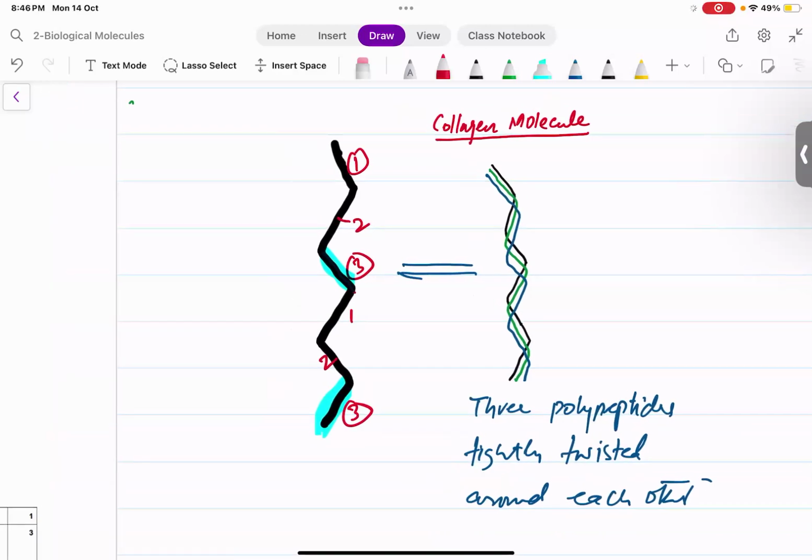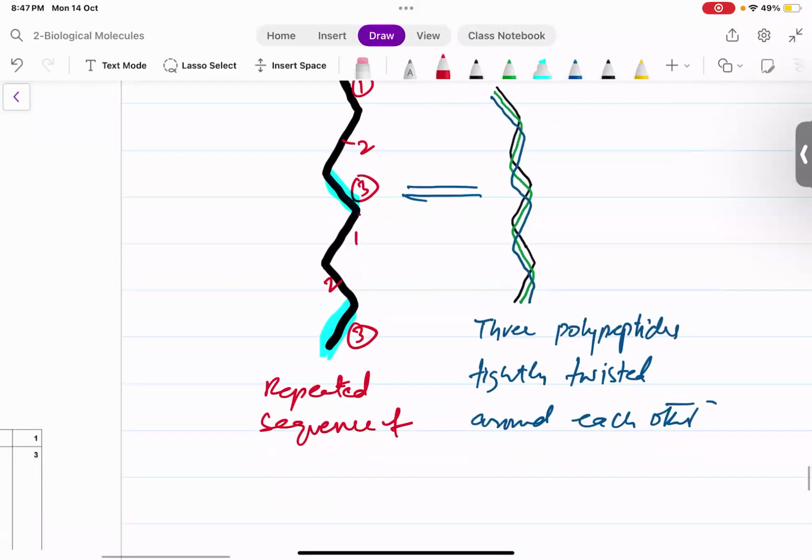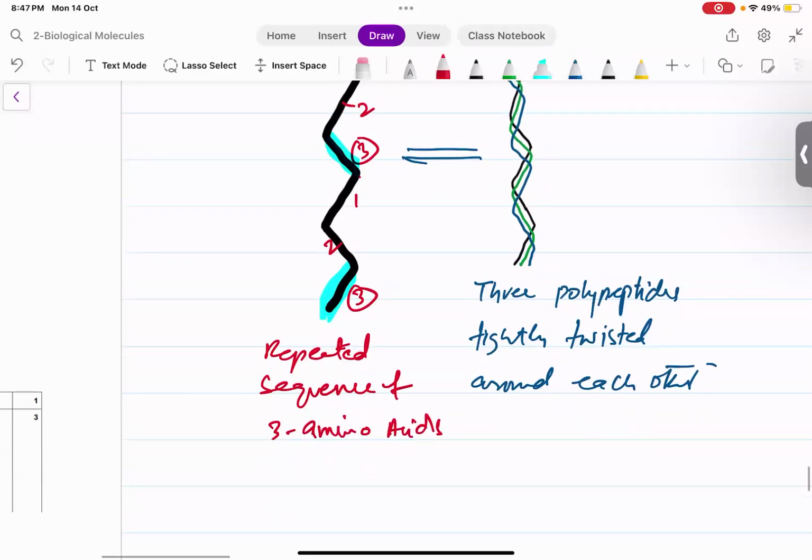So a polypeptide has a repeated sequence of 3 amino acids. Every third amino acid is glycine.